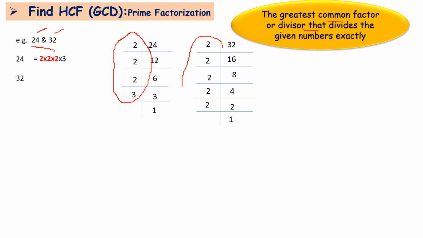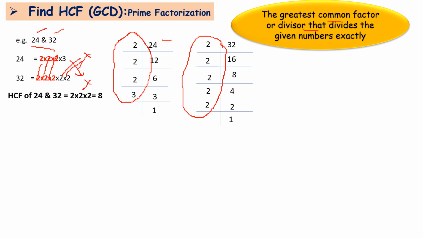Now all these are factors of 32. We found the factors of 24 and 32 separately. Now we need to select the numbers which are common in both the numbers. So 2 is common to both the numbers. This 2 is common. This 2 is common. We do not have any 3 here, neither do we have any 2's here.